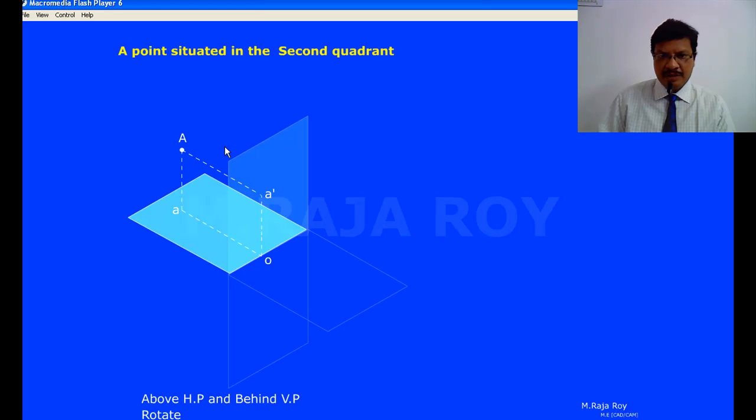So this is first quadrant, this is second quadrant, this is third quadrant, and this is fourth quadrant. Here in this picture you can see all the quadrants very clearly. Now observe, to get the front view always you have to see perpendicular to the vertical plane. When you are seeing perpendicular to the vertical plane, the front view of this point A you will get, that is A dash somewhere here.